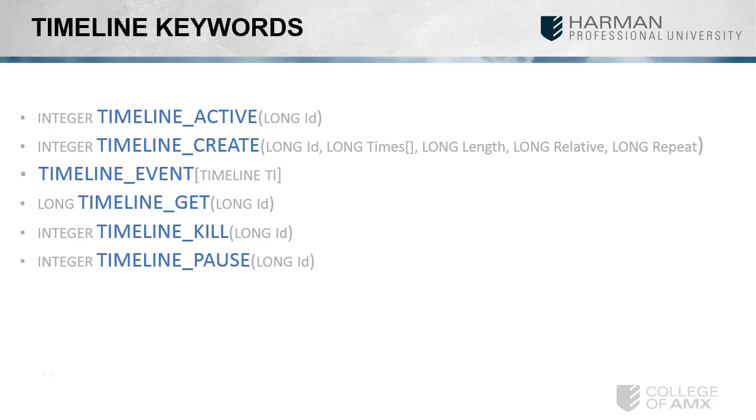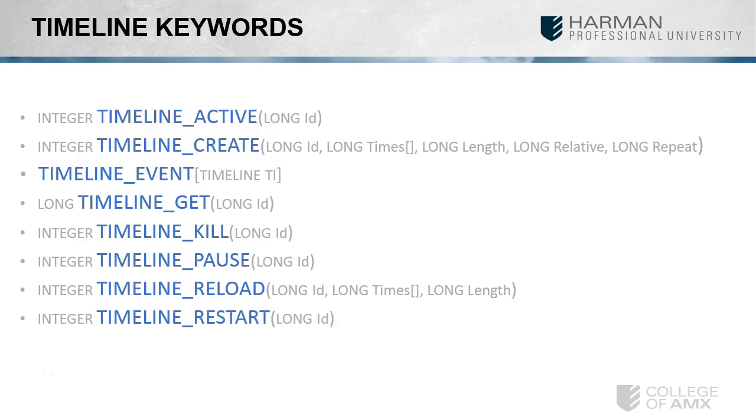Timeline pause. This function is used to suspend the execution of a timeline. It may be restarted from where it left off with the timeline restart function. Timeline reload. This function is used to change the array times of a timeline. The new array of times takes effect immediately, even if the timeline is currently executing. If the timeline is executing when this function is called, the timeline continues to execute, and the next matching time from the new array triggers an event.